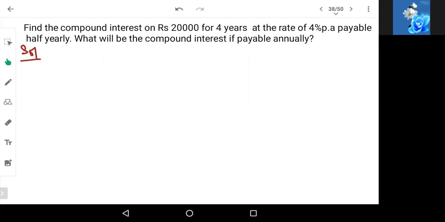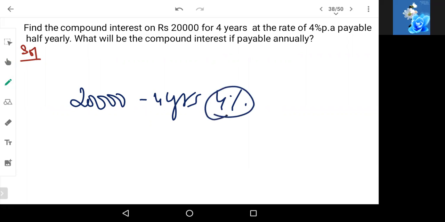So the first part, find the compound interest on 20,000 for 4 years at 4%, compounded half yearly, which means this 4% interest is paid 2 times a year. 2%, 2%, they'll pay it every 6 months. So that is compounded half yearly.